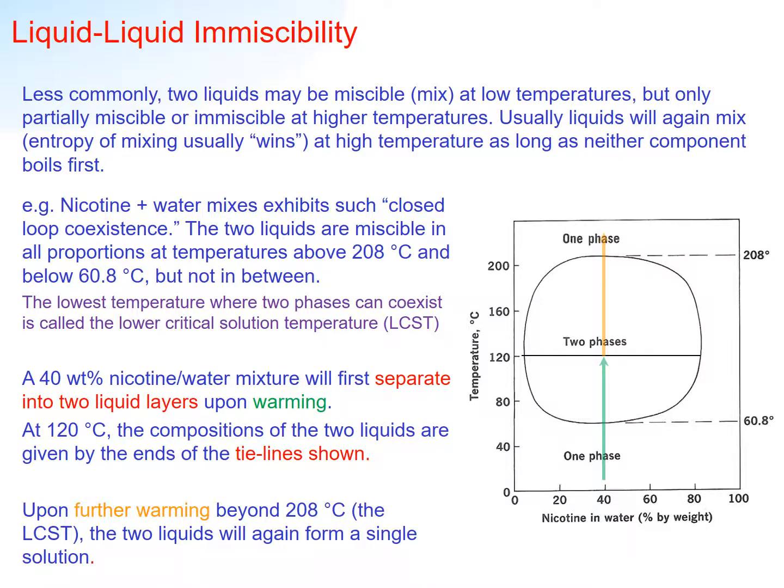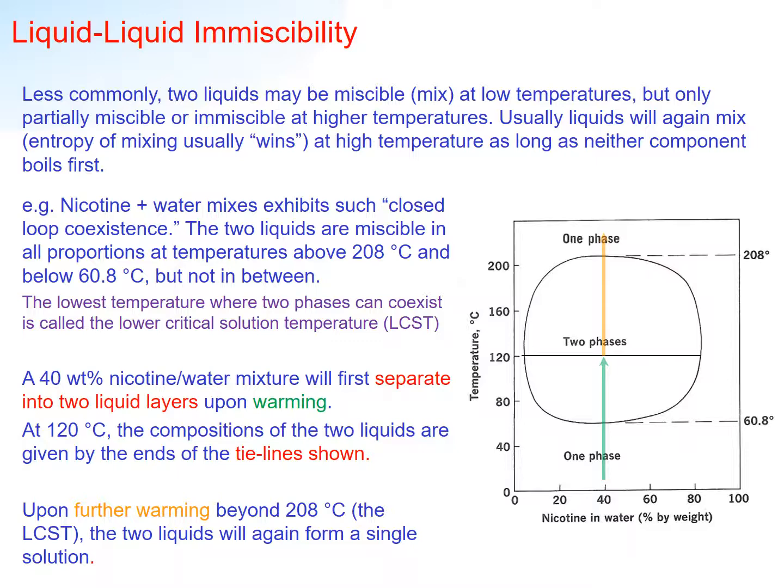It's less common, but there are still quite a large number of liquid mixtures that are miscible at low temperature, but become immiscible on warming. This is due to complex temperature-dependent intermolecular forces. Eventually, when you go to high enough temperature, entropy of mixing wins out, and the two liquids will mix again as long as they're still in the liquid phase.